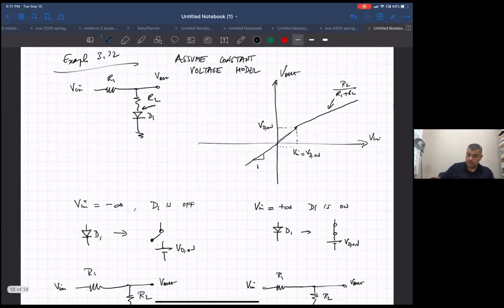Notice something interesting happened that, again, sometimes people get wrong. Things got shifted over, but they shifted by VD on as well, right? So it didn't do this. So just be careful with that.